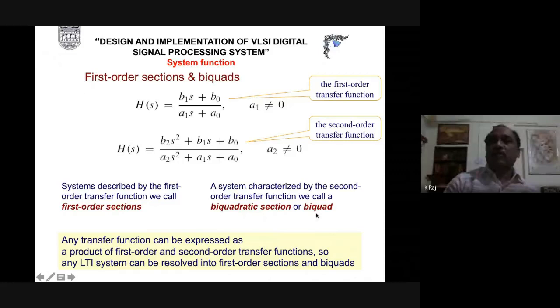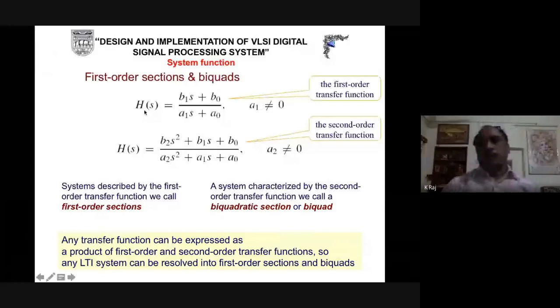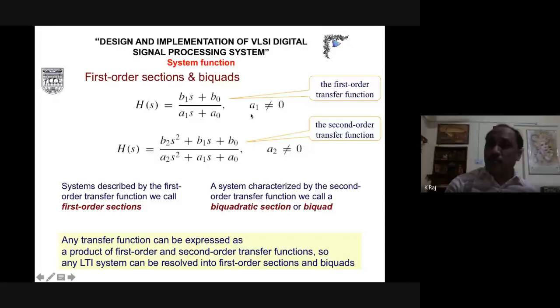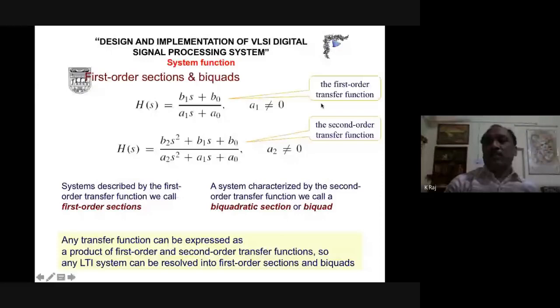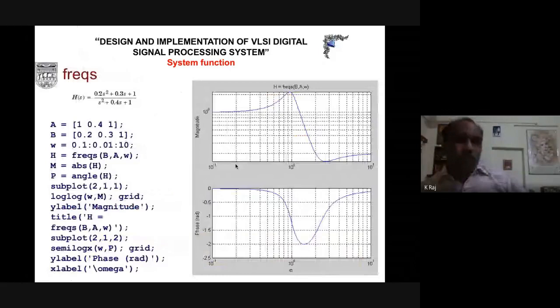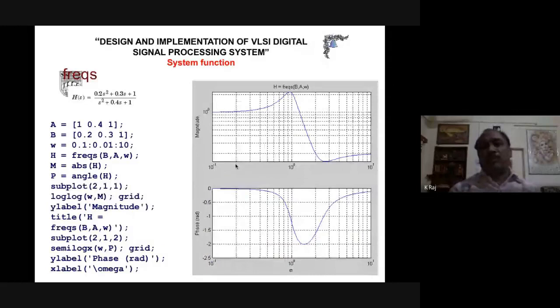Here, how will the FOS be represented? As we have gone through in the previous classes, H(s) is represented by b1 s plus b0 in the numerator, divided by a1 s plus a0 in the denominator. And here the denominator's coefficient a1 should not be equal to zero. This is the first order transfer function. Similarly, for the biquads or the biquadratic section, H(s) will be represented with b2 s squared plus b1 s plus b0 in the numerator, and in the denominator, a2 s squared plus a1 s plus a0. And here the condition is that a2 should not be equal to zero. Now, if we are interested in representing the frequency response of a system, how is the frequency response of a system represented? Then we have to consider H(s), that is the transfer function.